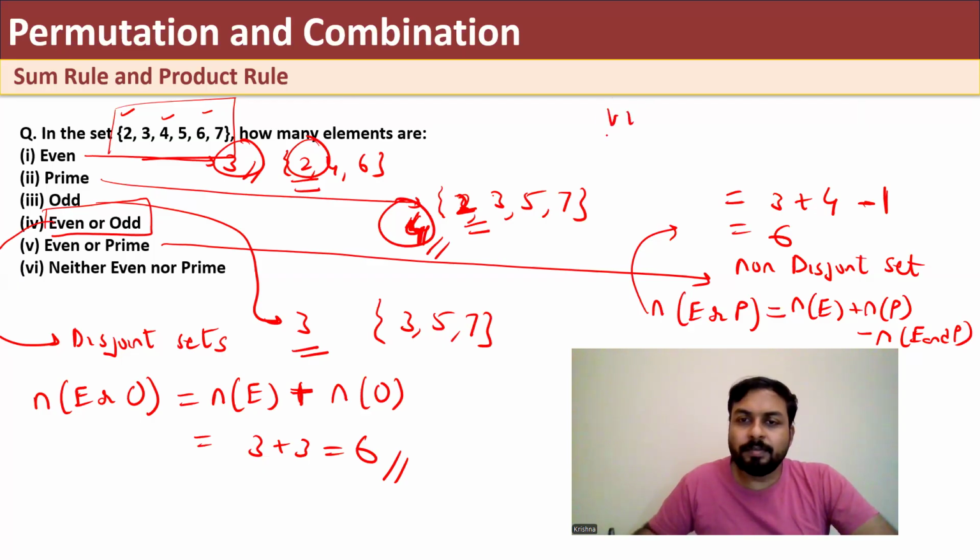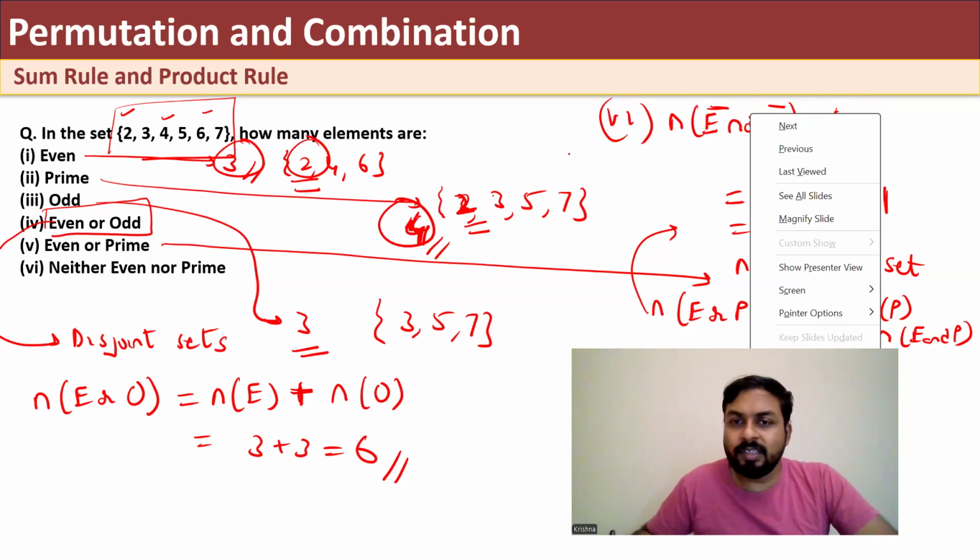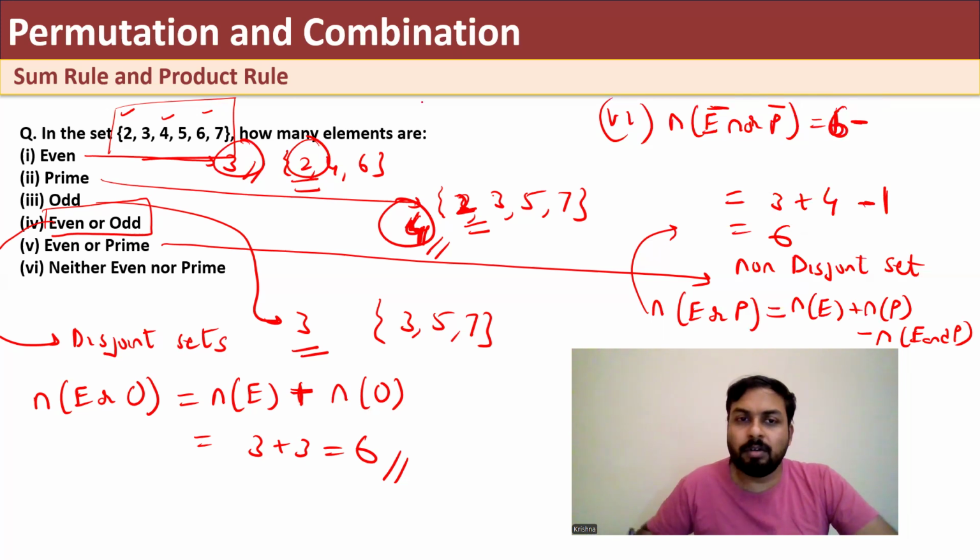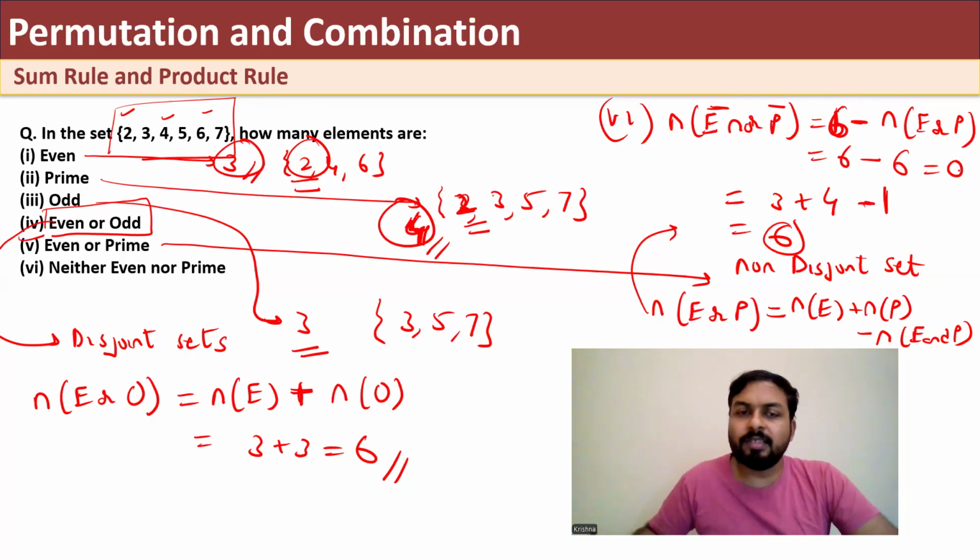Last bit, sixth bit. Neither even nor prime. How many elements are neither even nor prime? This is equal to 6 minus, because there are 6 elements in total, minus the number of elements which are even or prime. So 6 minus, how many elements are even or prime? Just in the fifth bit we have seen, there are 6 elements which are even or prime. So 6 minus 6, the answer that you will get is 0.